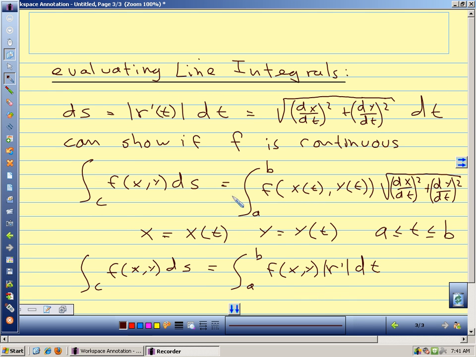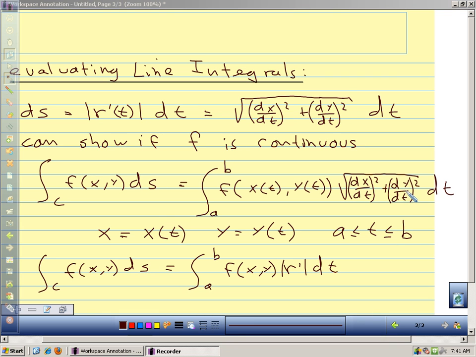Also note that if our function f of x, y is 1, so if it doesn't vary with x and y, our line integral just gives us the arc length of our curve between a and b. If f of x, y is just 1, then the integral over our curve of ds is just the arc length of the curve. And this is how we define the arc length of a parametric curve.